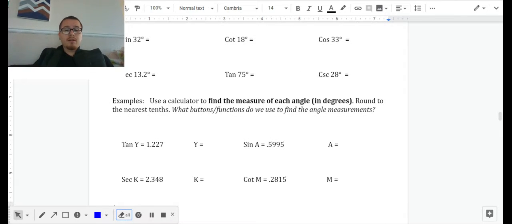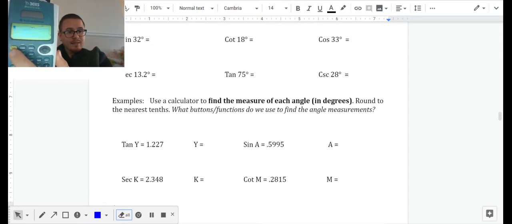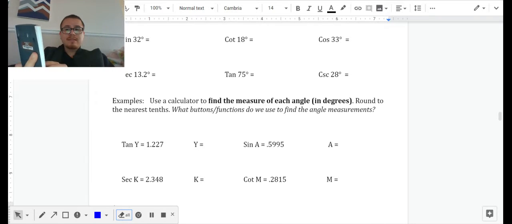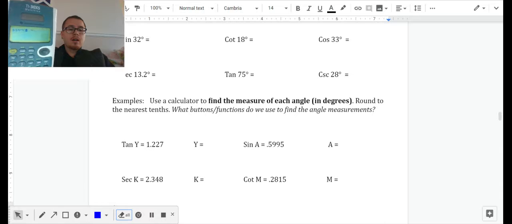Okay, so for the next part, use a calculator to find the measure of each angle in degrees. So we found the ratio. Now we're going to find the angle. To find the angle, you have to use the inverse button. On your calculator, you hit second first, then sine or cosine or tangent, and that's going to give you the inverse. Use second sine, second cosine, second tangent, the inverse functions, to find the angle measurement.